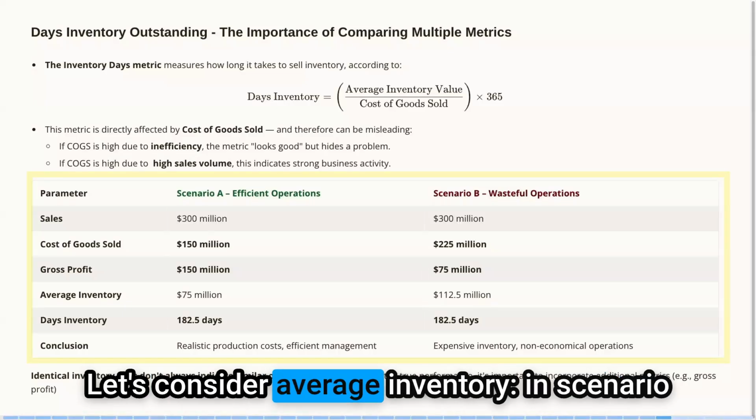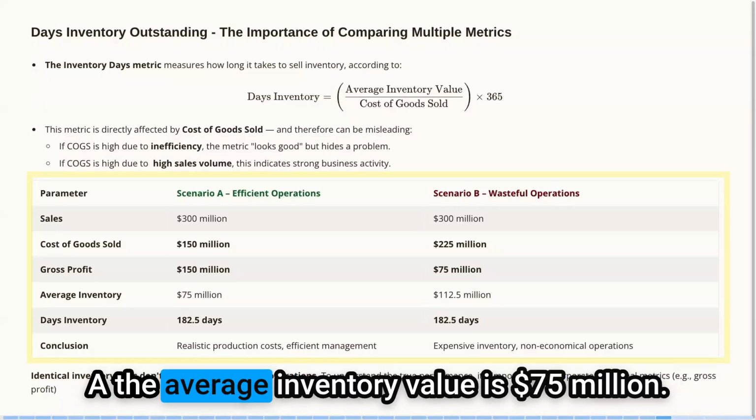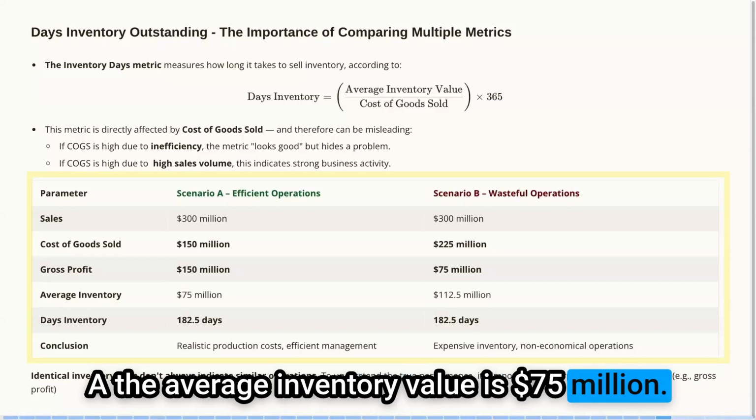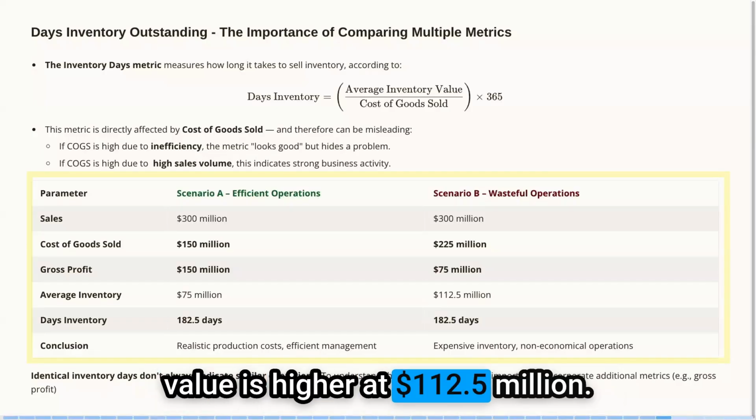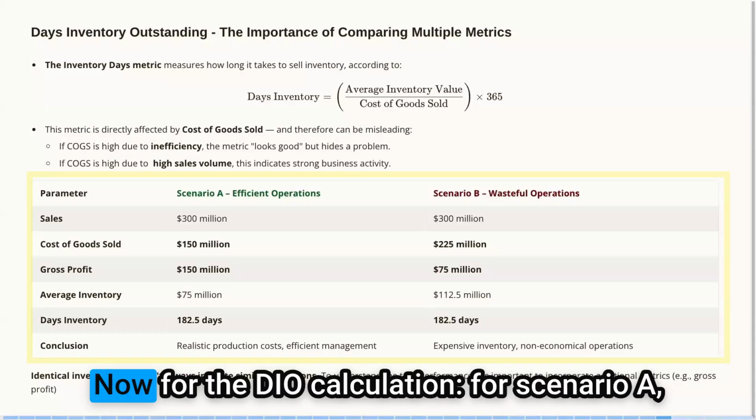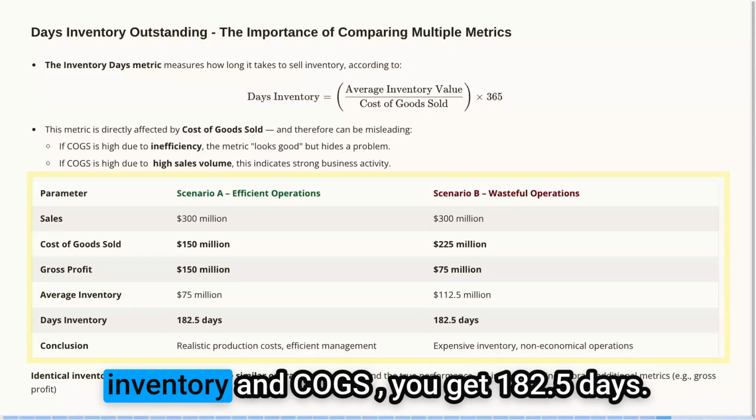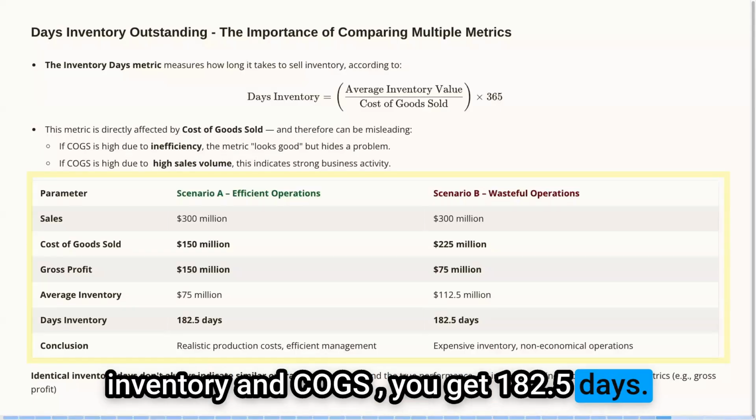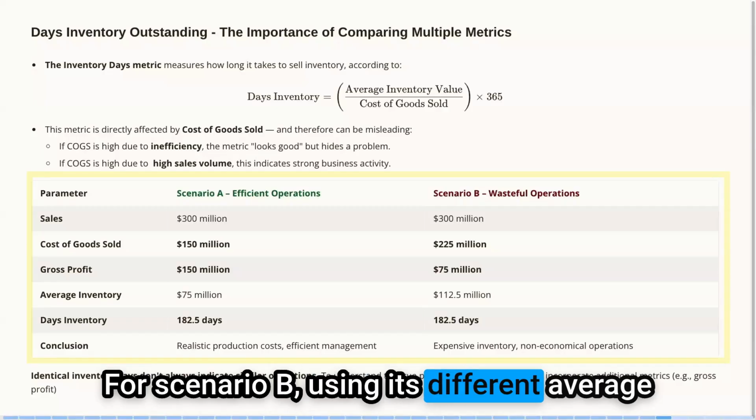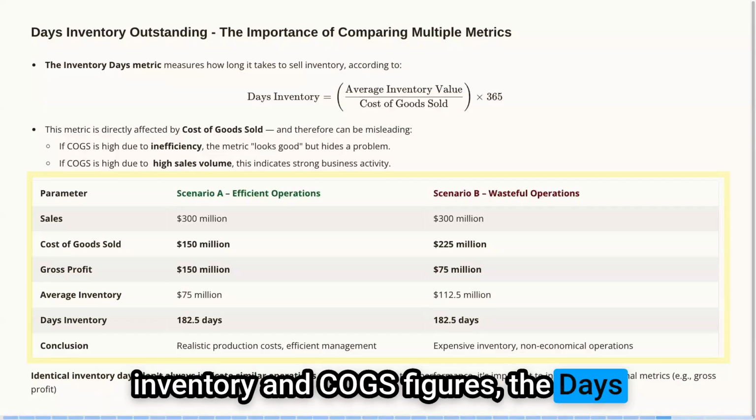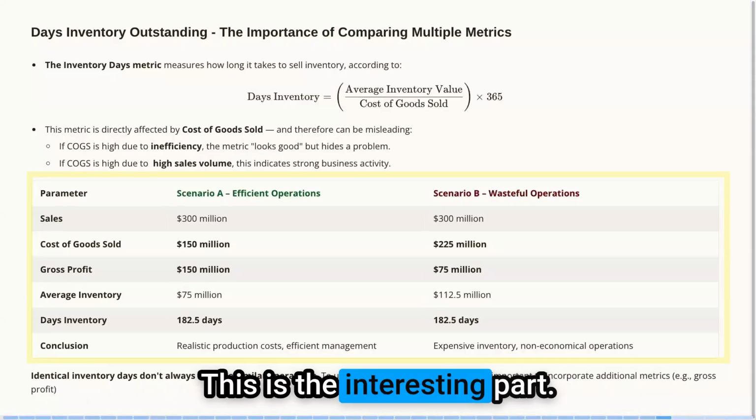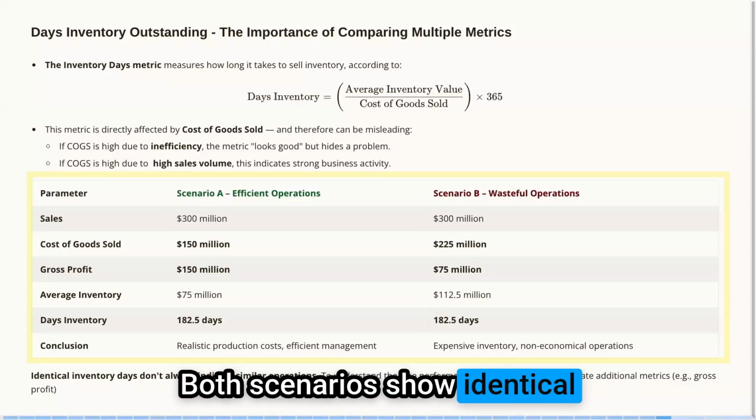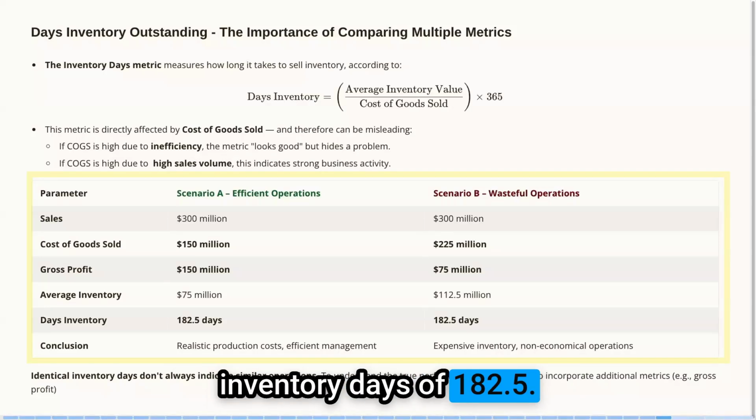Let's consider average inventory. In scenario A, the average inventory value is $75 million. In scenario B, the average inventory value is higher at $112.5 million. Now, for the DIO calculation, for scenario A, when you calculate DIO using its average inventory and COGS, you get 182.5 days. For scenario B, using its different average inventory and COGS figures, the days inventory also comes out to be 182.5 days. This is the interesting part. Both scenarios show identical inventory days of 182.5.